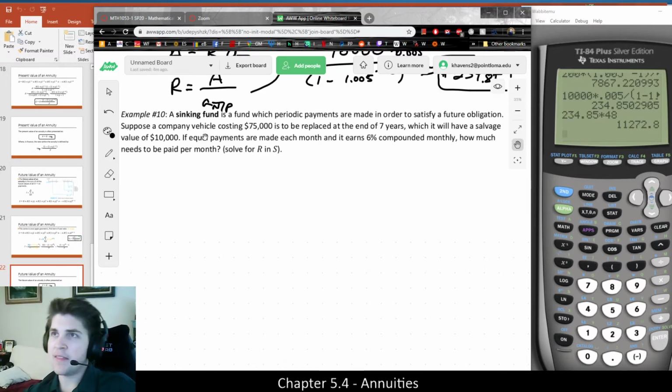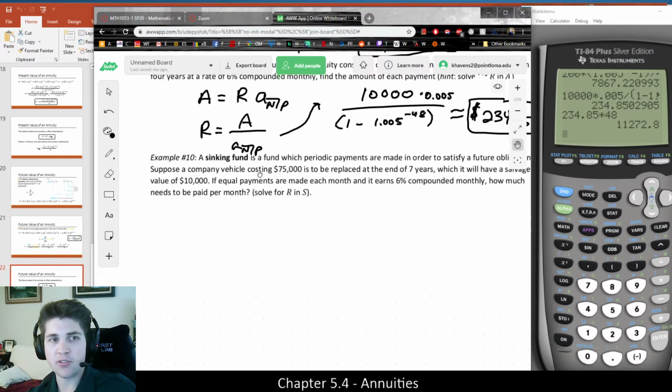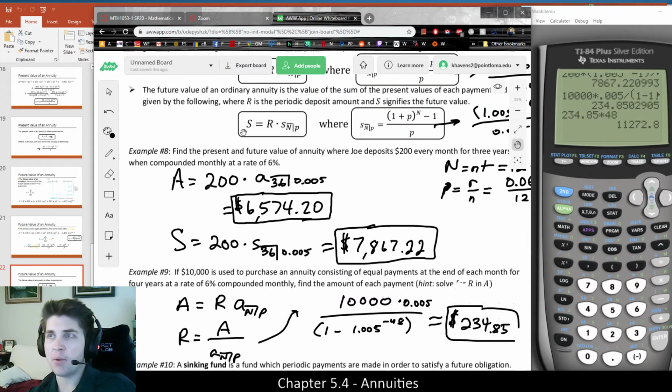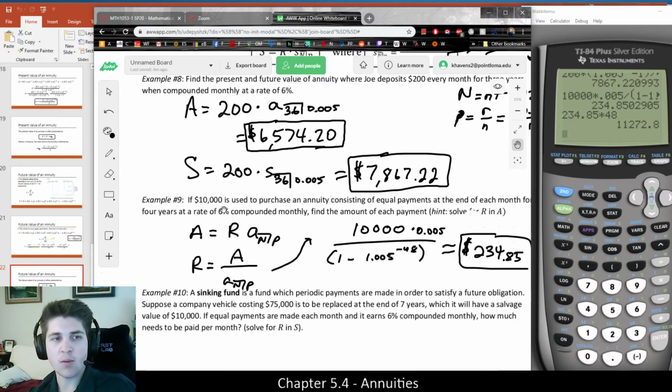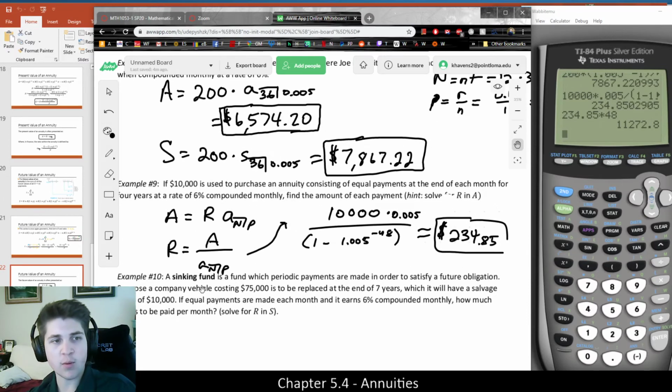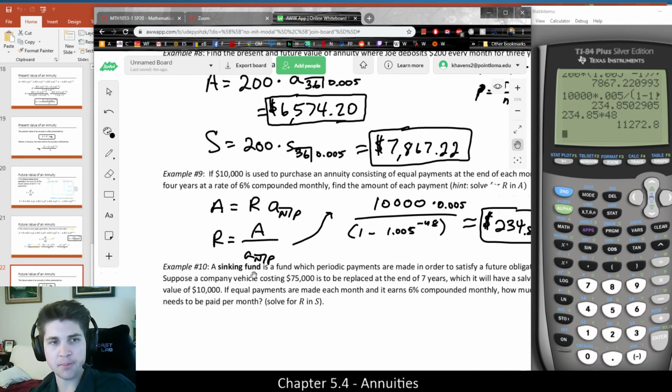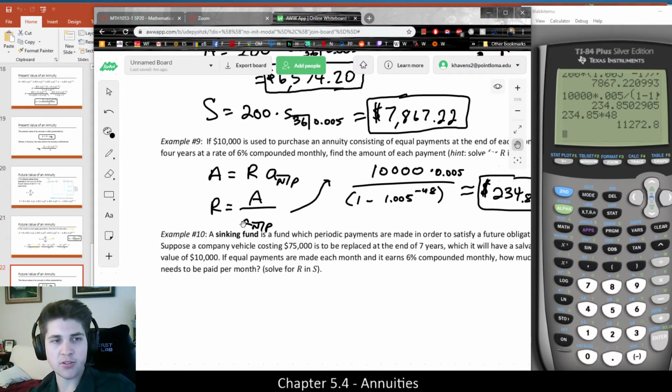This is very similar to example 9 because we're trying to figure out the payment amount, but we're going to be dealing with future value because we're looking at a future payment. The key difference is that in example 9, we had money up front to purchase an annuity. Here we are investing into an annuity in order to generate a future obligation, and we want to know how much we should put in every month. Very useful actually for financial matters.